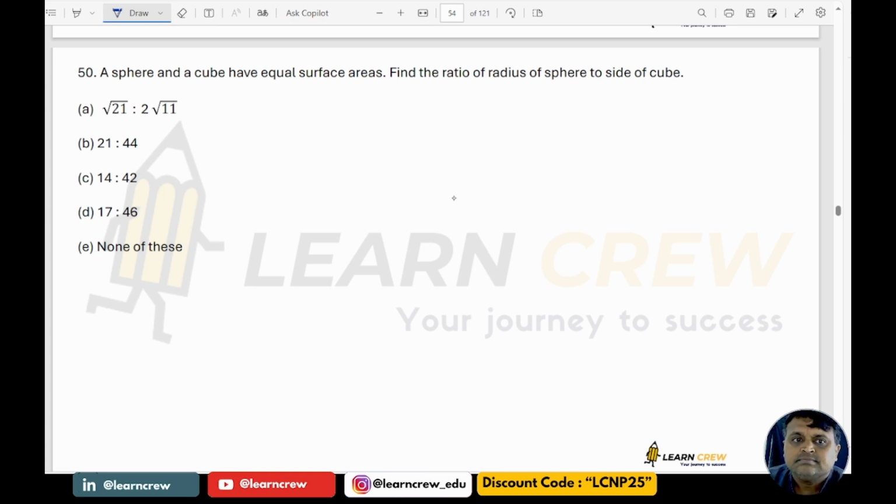What is the surface area of a sphere? Surface area of a sphere is 4 pi r square. And what is the surface area of a cube? It is 6a square. Then find the ratio of the radius of the sphere to the side of the cube. From this, r square by a square is equal to 6 by 4 pi, with pi as 22 by 7.